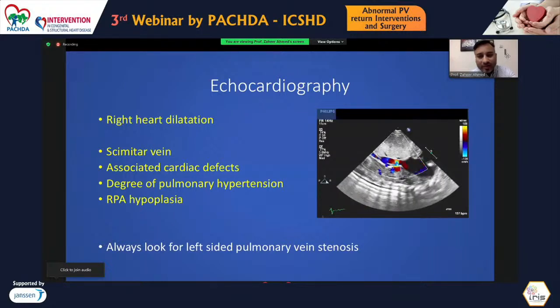On echocardiogram you can see right heart dilatation. You could see a scimitar vein, as you could see in this patient. It's entering into the IVC. Always exclude associated cardiac defects, and always look for left-sided pulmonary vein stenosis, as I described earlier.